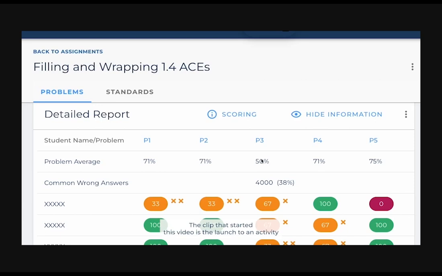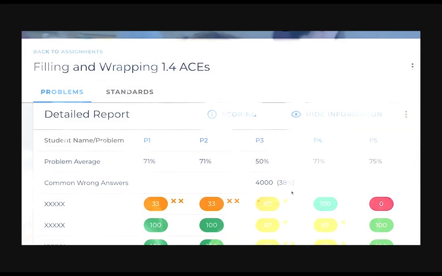The clip that started this video is the launch to an activity where students are going to analyze a common mistake in a homework assignment that I discovered because I use ASSISTments. I noticed that more than 1/3 of students gave the same incorrect answer, and I wanted to see if the students could figure out why.